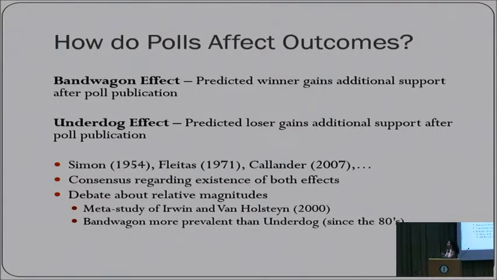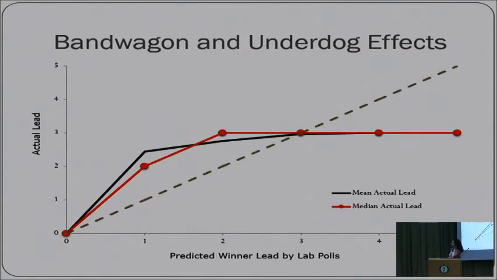There's a meta-study that was done fairly recently by Irwin and Van Holsteyn that suggested that bandwagon is more prevalent than underdog, at least since the 1980s. But we still don't have a great understanding of when we should expect one as opposed to the other. Now, if we look at our data, if we look at the actual lead as a function of the predicted lead by the lab polls, okay, so when we ran the lab polls, I'm just looking at the actual lead in the election as a function of the predicted lead from the polls. What we see is this graph.